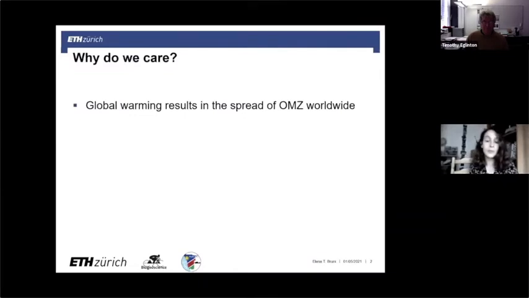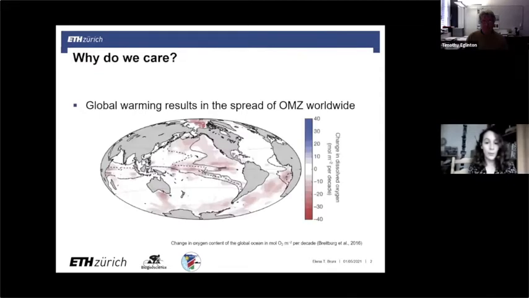Now, oxygen minimum zones are present worldwide, and the ongoing global warming results in their spread. This is projected and shown in many studies, such as this one here by Breitburg et al., published in 2016. The oxygen concentrations are shown to decrease in already known oxygen minimum zones, but also other locations. This is somewhat worrying because it has a high impact on life and will affect ecosystems worldwide.